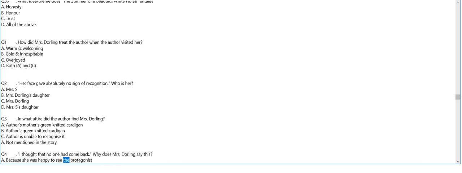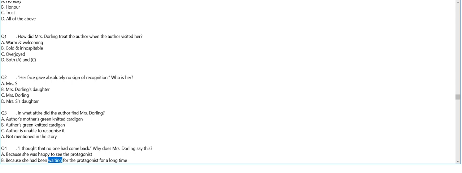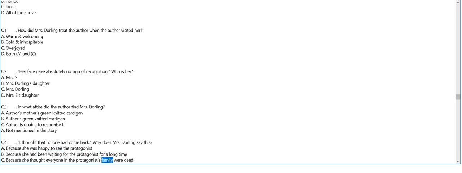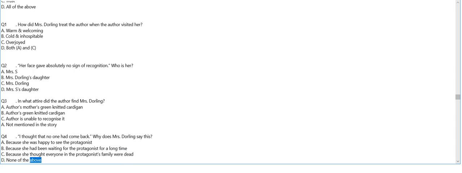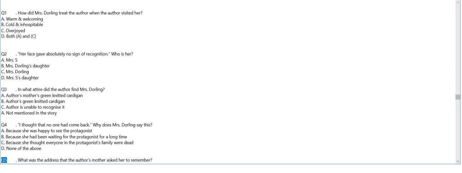A. Because she was happy to see the protagonist. B. Because she had been waiting for the protagonist for a long time. C. Because she thought everyone in the protagonist's family were dead. D. None of the above. Q5. What was the address that the author's mother asked her to remember?